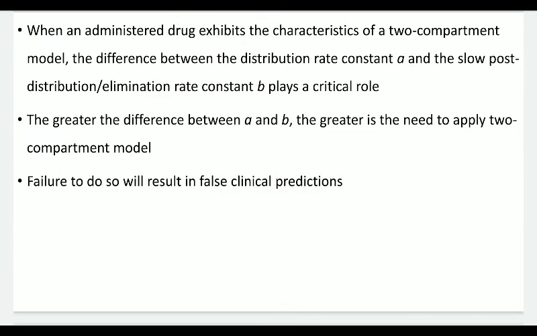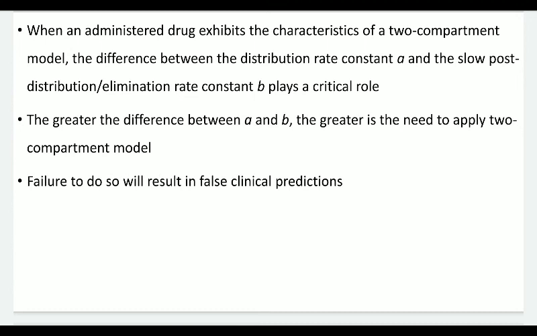When an administered drug exhibits the characteristics of a two compartment model, the difference between the distribution rate constant alpha and the slow post-distribution elimination rate constant beta plays a critical role. So we have to understand that if a drug is showing characteristics of a two compartment open model, both these rate constants play a very critical role. The greater the difference between alpha and beta, the greater is the need to apply the two compartment model.